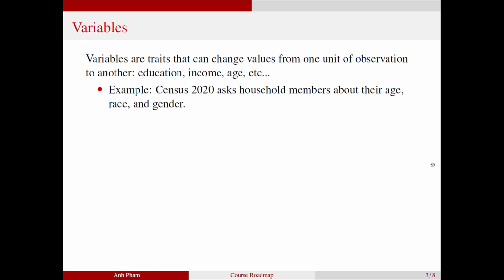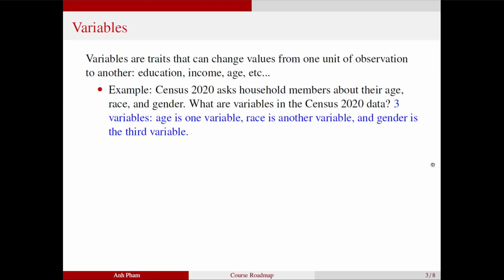So now the question for you is, what are the variables in the Census 2020 data? You can pause the video to think about the answer. So there are three variables here. The first variable is age, second variable is race, and the third variable is gender, because these are three variables that were asked in Census 2020.